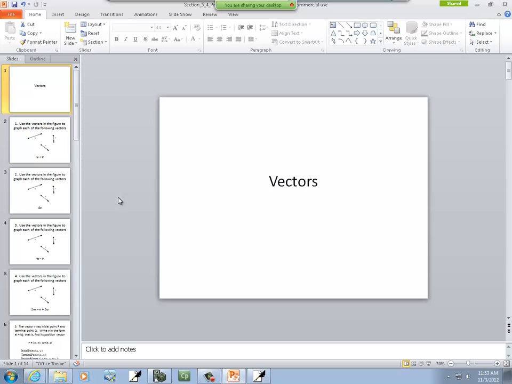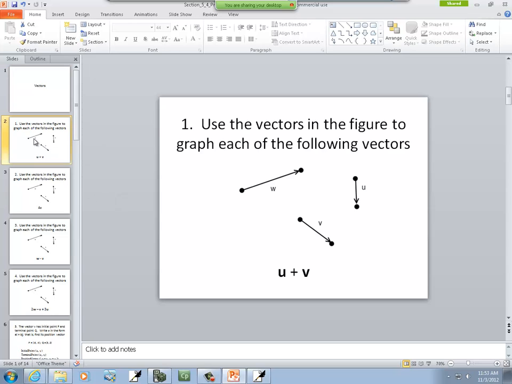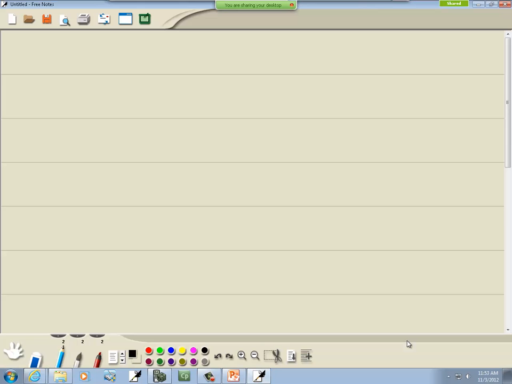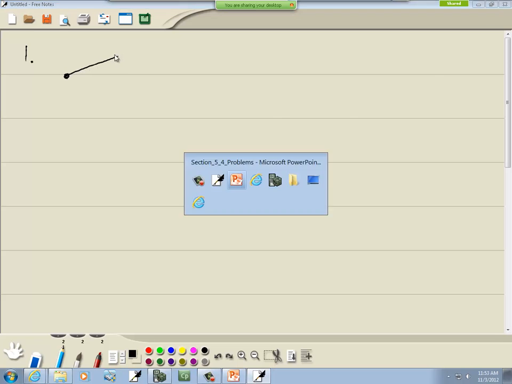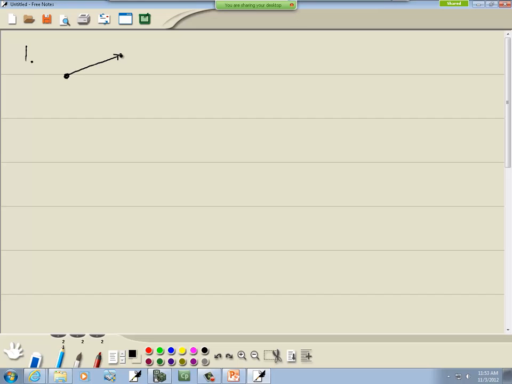And let's take a look at vectors. Now a vector, let me take a look at the first one here. We got W, looks like that. And we got U, more or less looks like that. And then we got V, looks like this. Now, these are 3 examples of vectors.